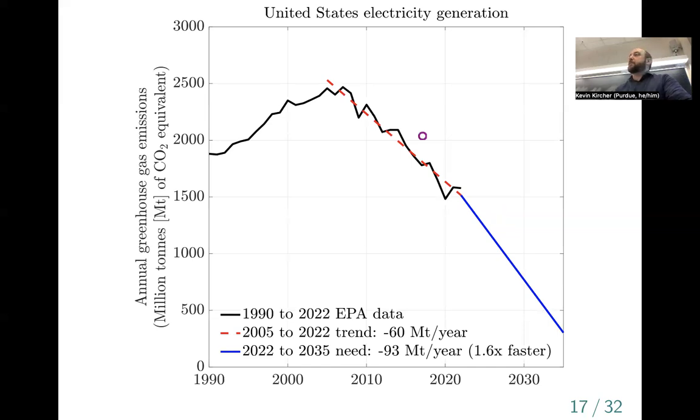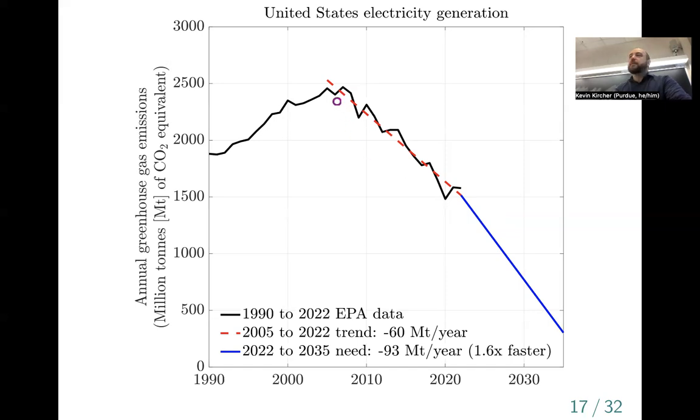The really good news of decarbonization in the US, kind of in my lifetime, has been in the electricity sector. Here you can see that there's a peak around 2005, and then there's been a pretty consistent decline, at not quite the rate that we would need to be on track for these IEA goals, but pretty close. We need about a 60% speed up in terms of reducing emissions from the electricity grid.